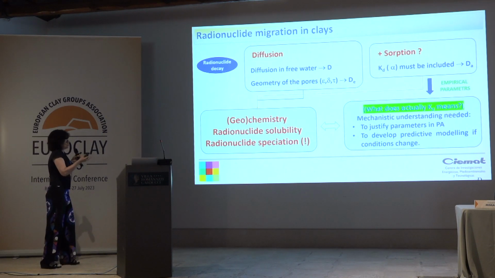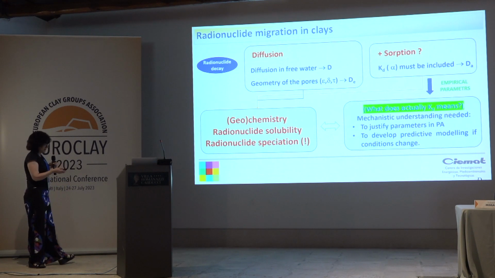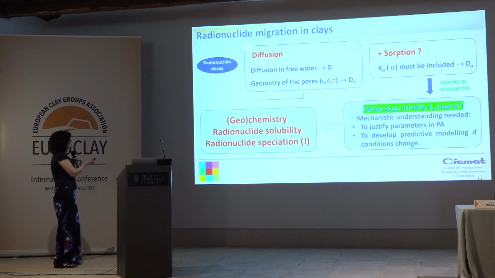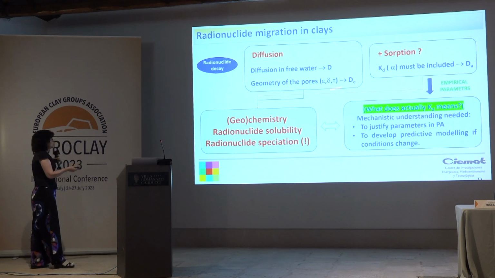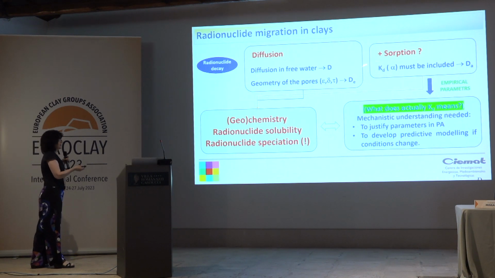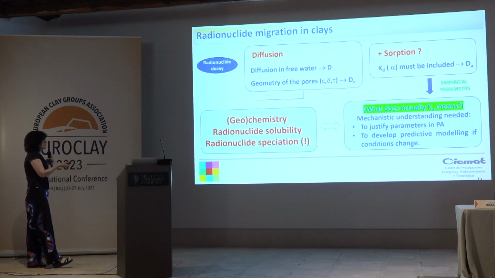So, just to summarize a little bit, the most important parameters are, obviously, the radionuclide decay, which is a very well-known equation. We have diffusion, in which we have to understand the role of the geometry of the pore, and then we have absorption, in which we have to include the KD. But all these parameters at the end, especially KD, are empirical.